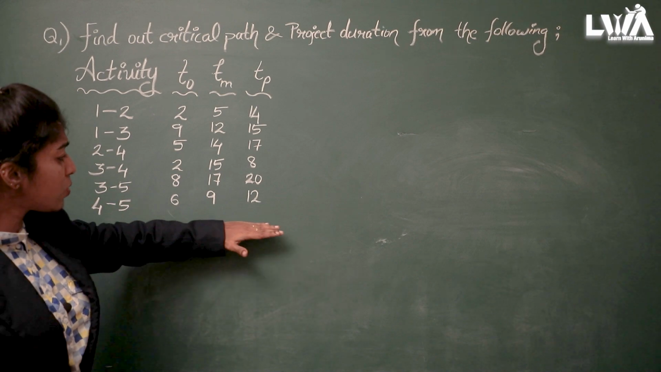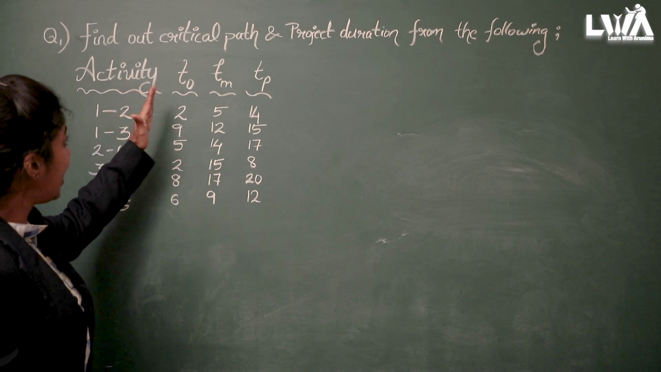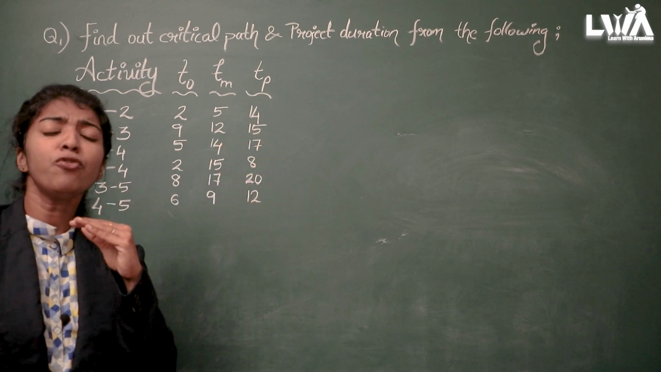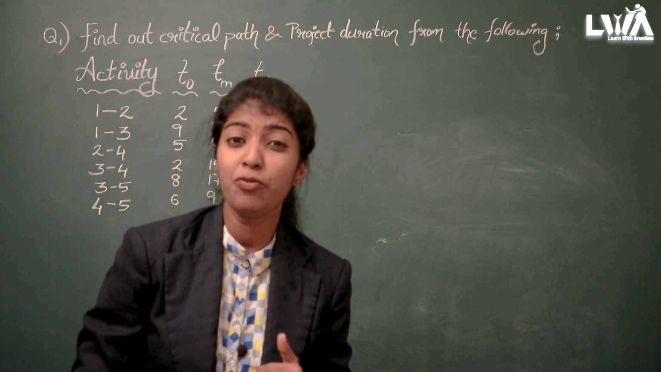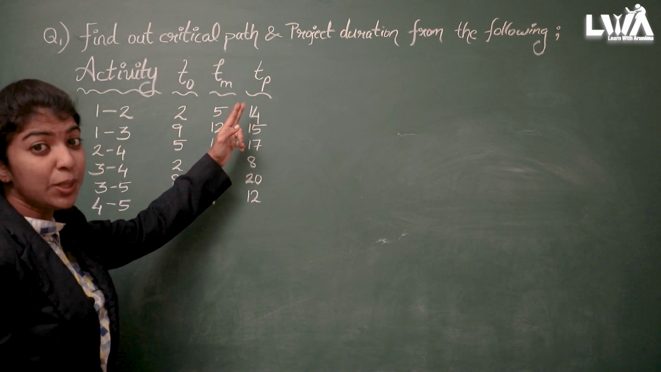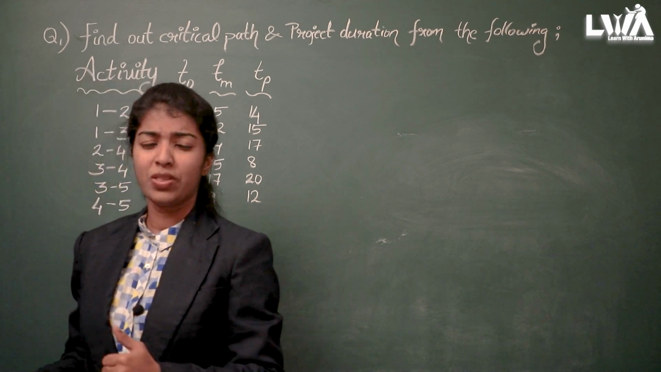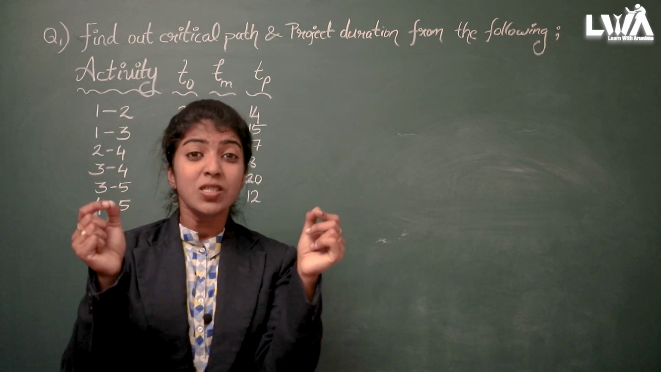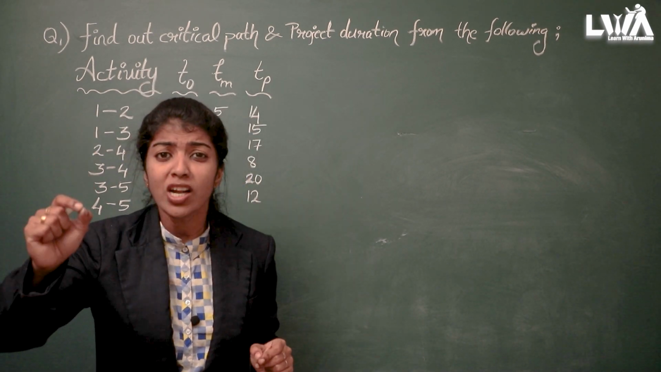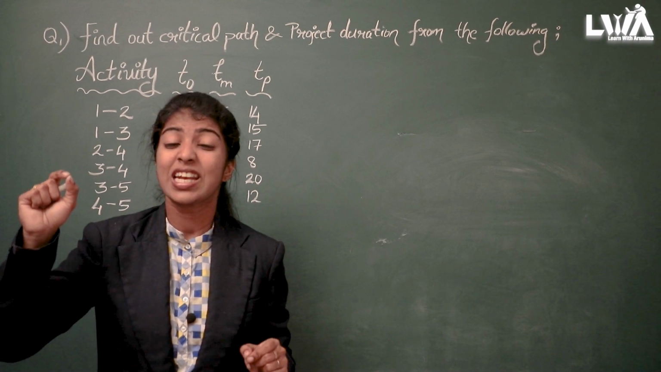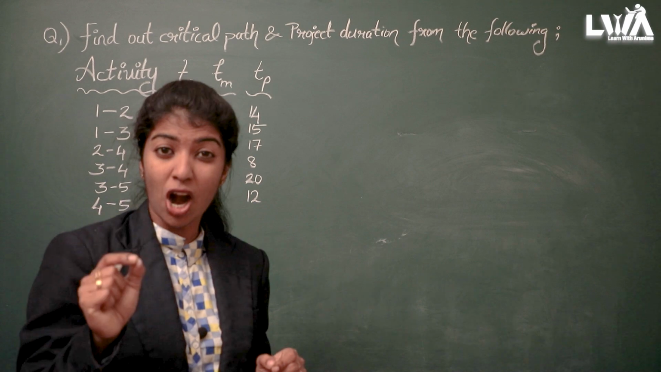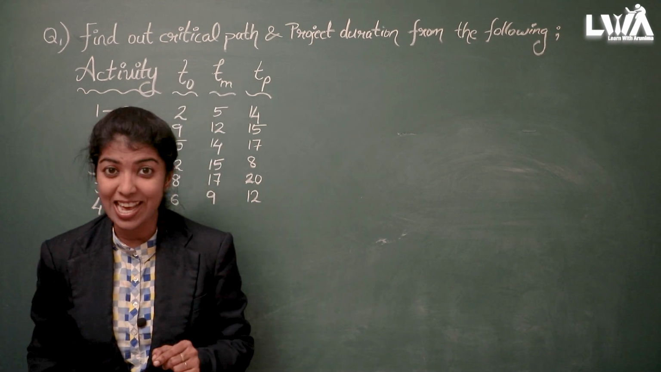In the problem part, this much will be given: activity, TO time, TM time and TP time. Before going to the problem, we have to be well acquainted with these three terms. What are TO, TM and TP? TO is optimistic time. Optimistic time means the shortest time to complete a particular activity. That is TO, the shortest time to complete a particular activity.